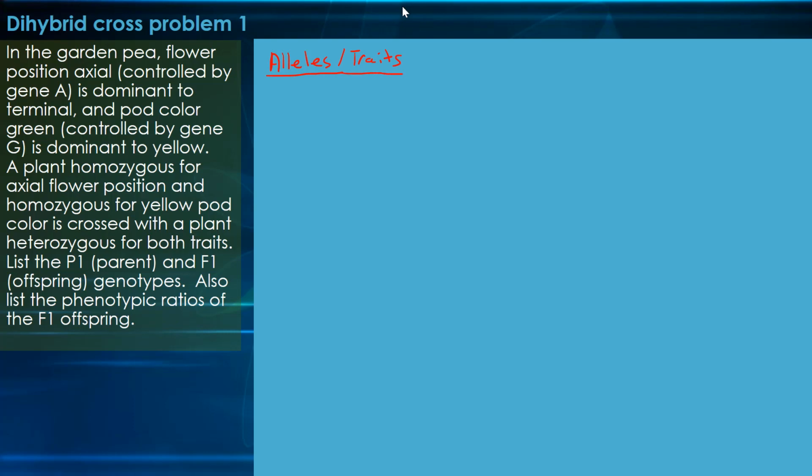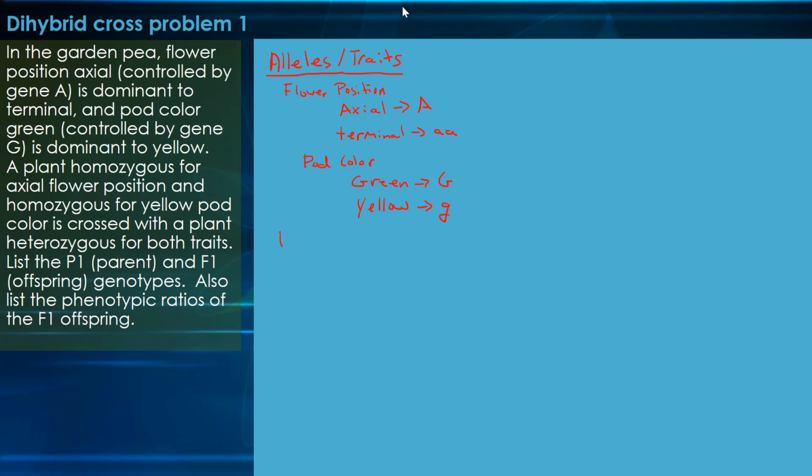Let's see what we've got here. We've got flower position, and it can either be axial, big A, or it can be terminal, and you've got to have 2 little a's for the terminal flower position. The other trait is pod color. We've got green is dominant, big G. Question gives us this. Or yellow, little g.